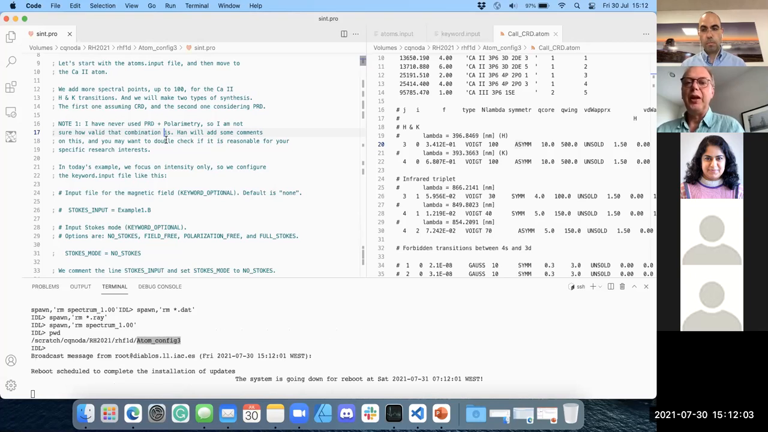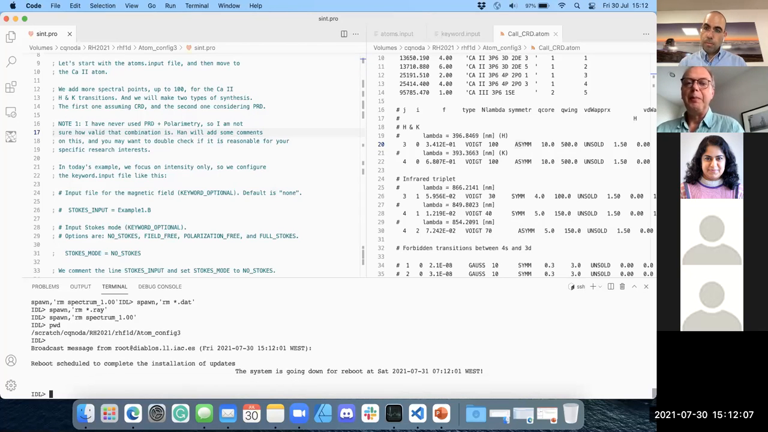So I would say still use PID, but if you want to invert H and K with PID and polarimetry, I would be very careful in interpreting things.